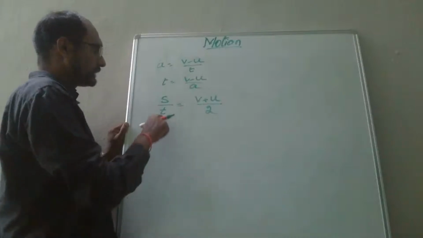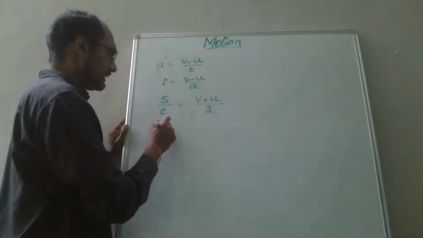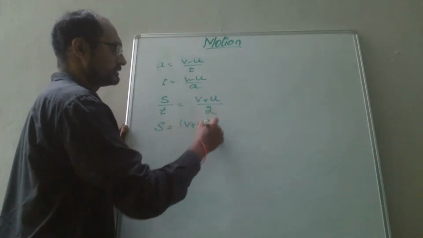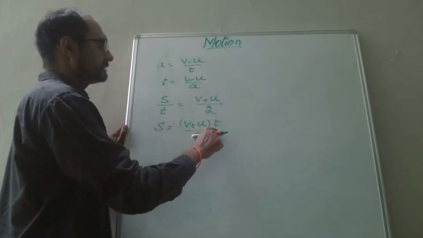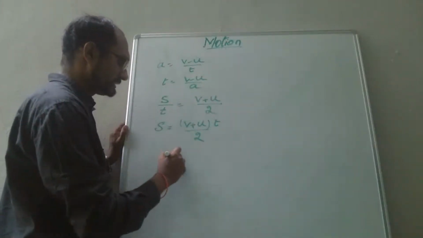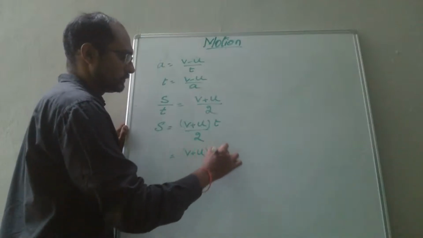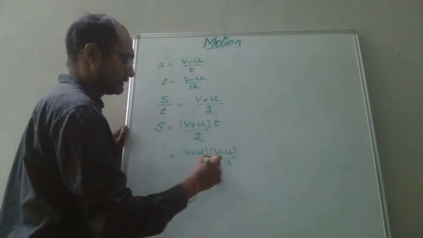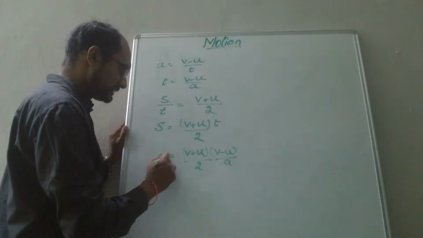Now what I would do, I would send this t to the other side. So S is equal to (v plus u) into t divided by 2. Now time, I have it as (v minus u) by a, so I would substitute that. So (v plus u) into (v minus u) by a, divided by 2, is equal to S.